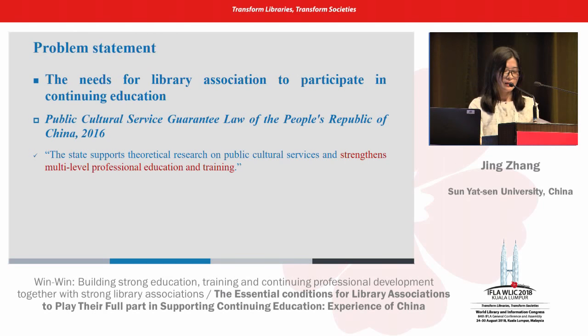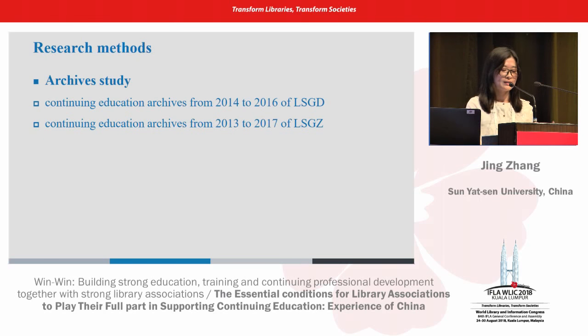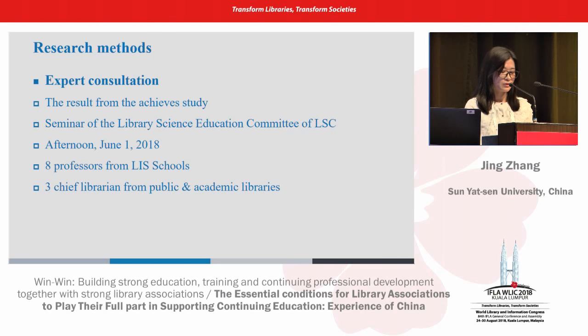In China, according to the new Public Cultural Services Guarantee Law, the state should support theoretical research on public cultural services and strengthen multi-level professional education and training, especially supported by library associations. Therefore, we conducted the research, adopting archive study and expert consultation as our research methods.